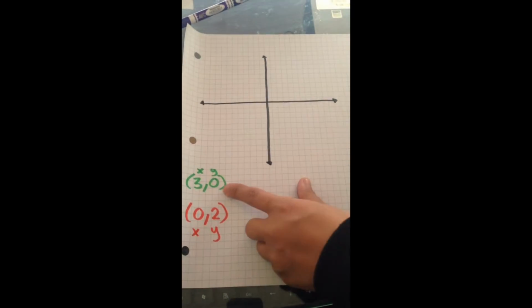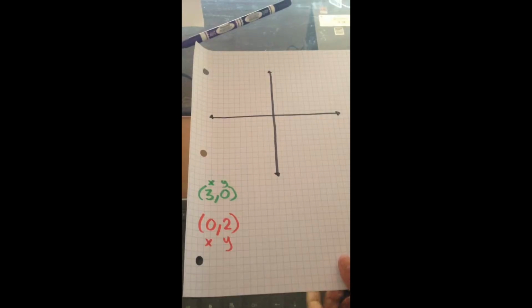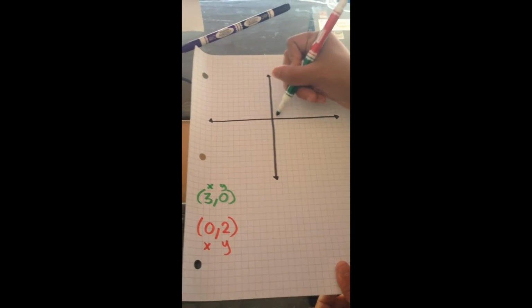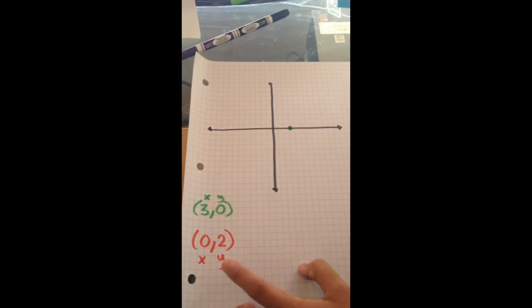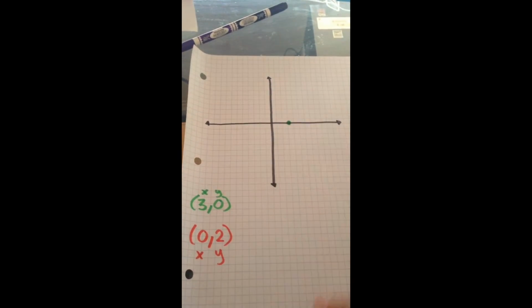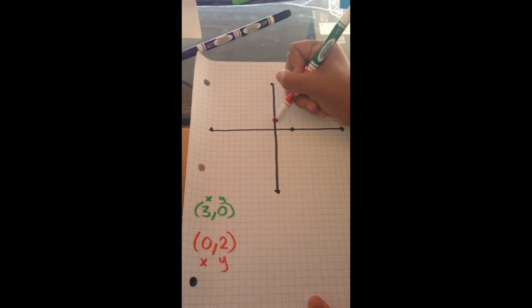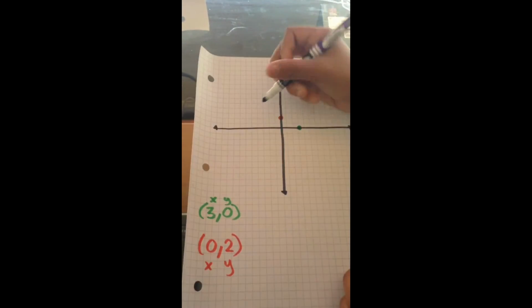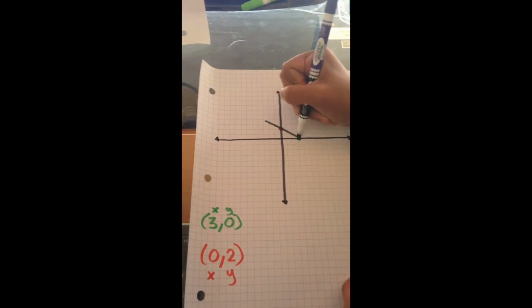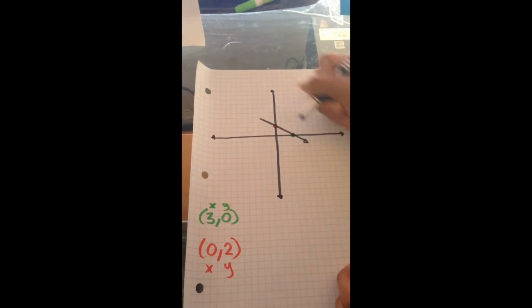So our x-intercept is negative 3, so we're going to have to plot that on our x-axis. So 1, 2, 3. And now we're going to have to plot our y-intercept on the y-axis. So 1, 2. And now we're just going to have to connect the points. And that's it.